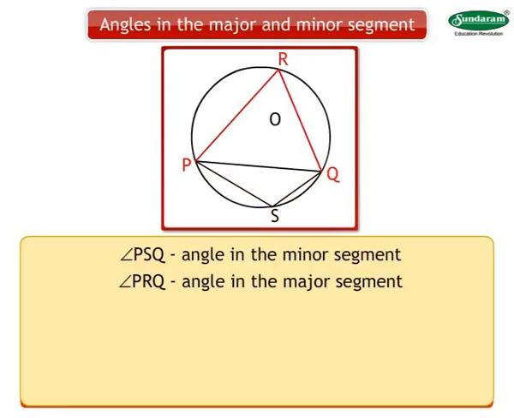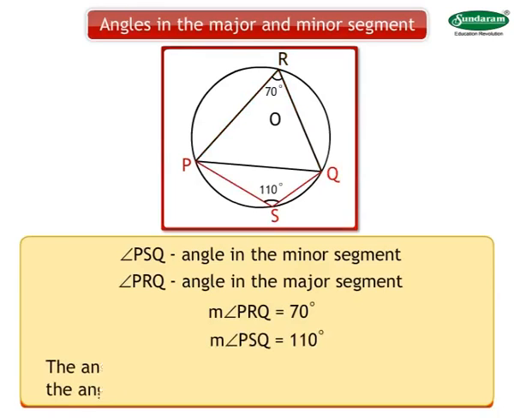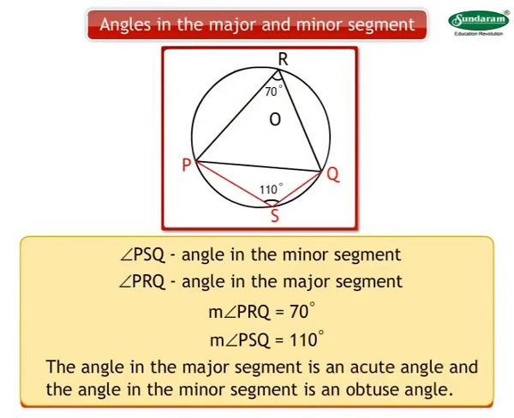Let us first measure angle PRQ. It is equal to 70 degrees. Now, let us measure angle PSQ. It is 110 degrees. It means that the angle in the major segment is an acute angle and the angle in the minor segment is an obtuse angle.